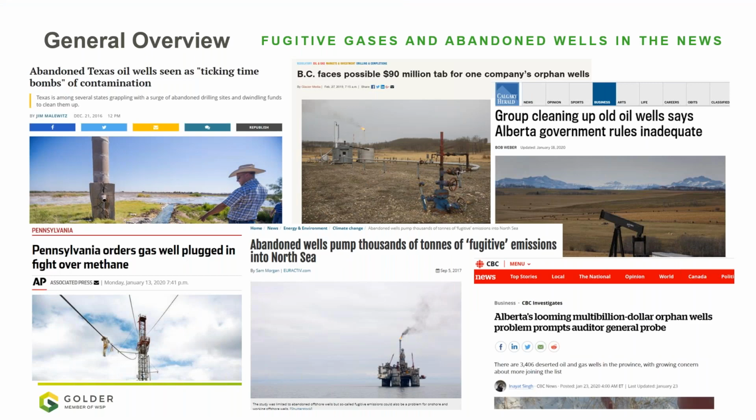So we've all heard about some of the issues with abandoned wells, orphan wells. These issues tend to be more pronounced for older wells. The abandonment methods weren't as robust, and just with time, there's more corrosion, and so these older wells tend to be more susceptible to leaks.